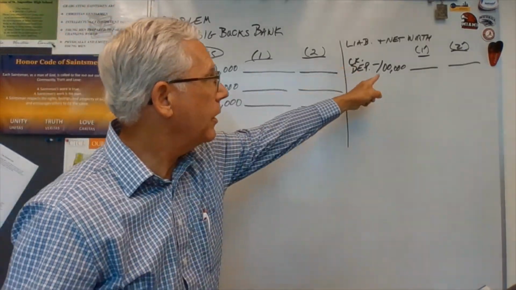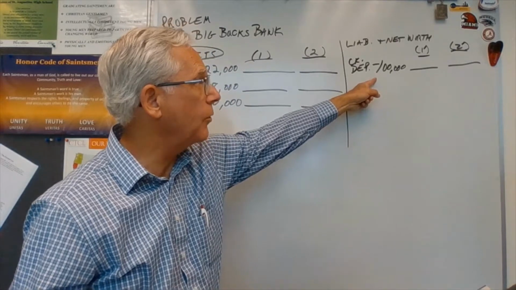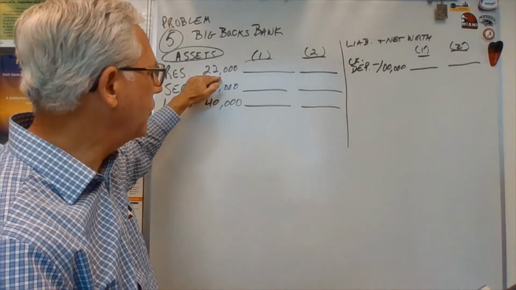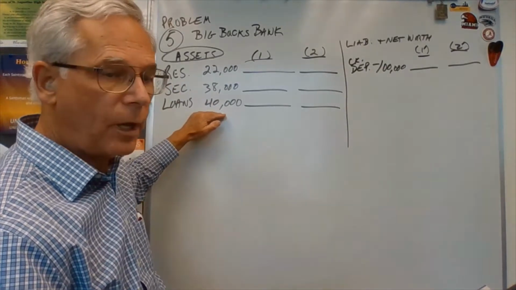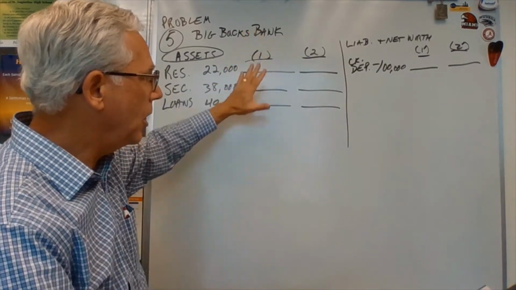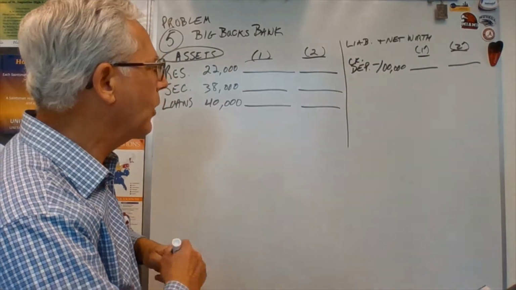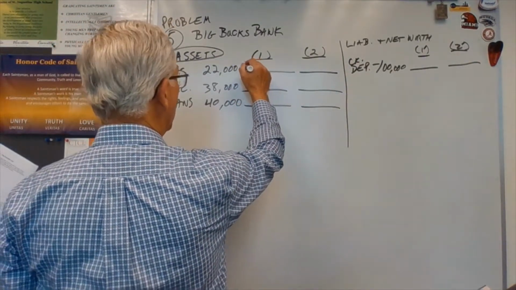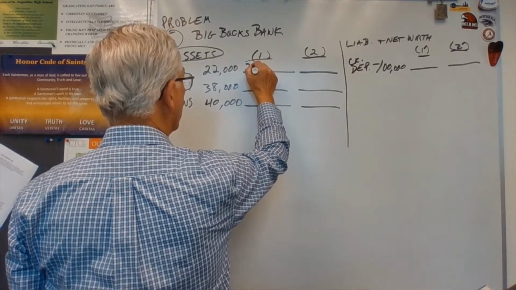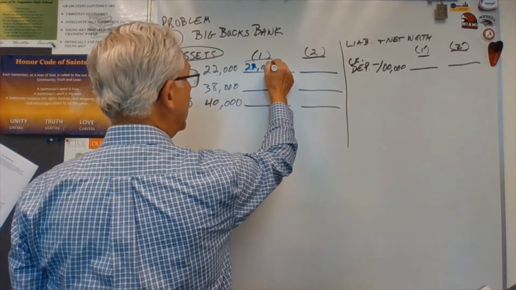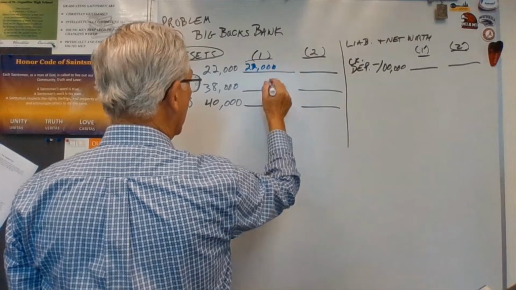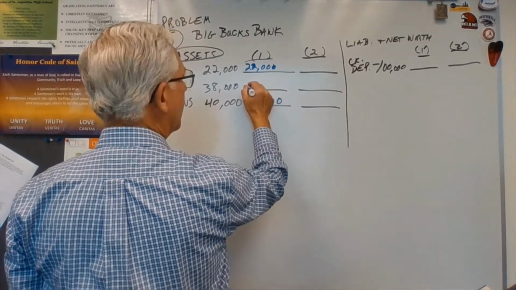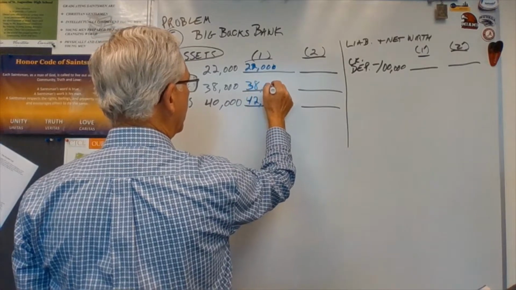Well, on $100,000, they have to have $20,000 of reserves. They have $2,000 in excess reserves. They can lend that $2,000 out. So in column 1 and 1 prime, what does that look like when they make that loan? Reserves stay at $22,000 because the cash stays in the bank initially. Loans go to $42,000. Securities stay right there at $38,000.